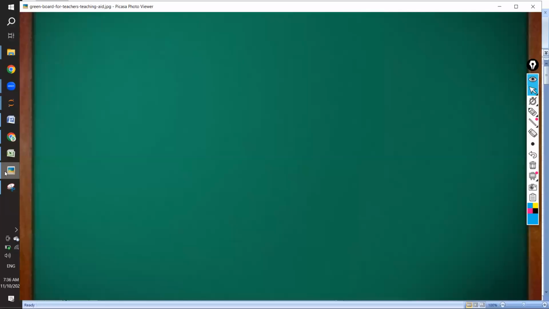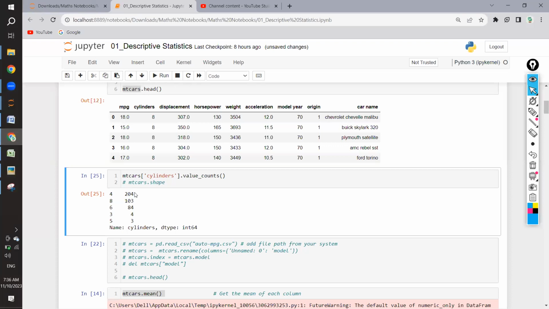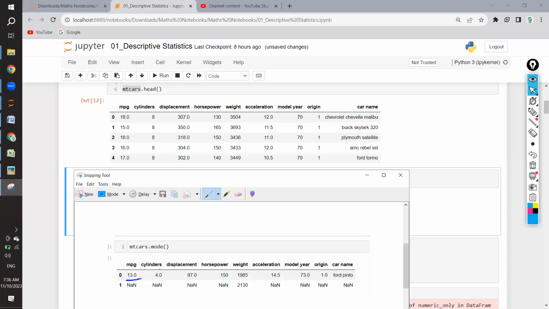That 4 is repeating how many times? That 4 is repeating 204 times. That's why the mode is 4, using the data frame's mode function. Like that for each and every column. Is this clear, guys?